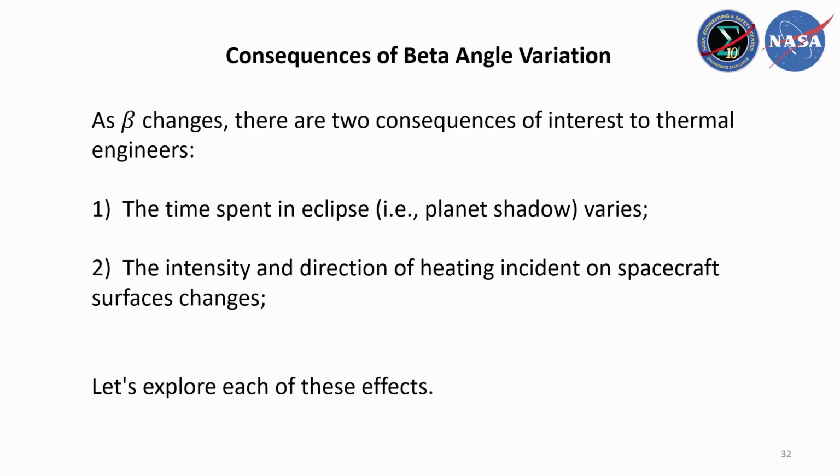So what does this mean for thermal engineers? As beta changes, there are two consequences of interest. The time the spacecraft spends in eclipse varies, and the intensity and direction of heating incident on spacecraft surfaces changes. Let's consider each of these effects.